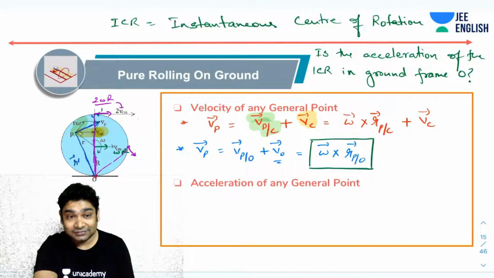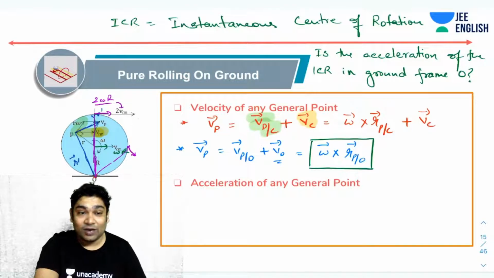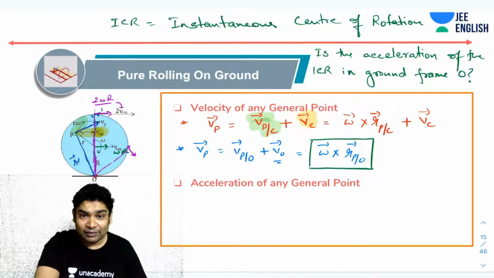Right? Anyone? Does anyone want to give this a try? Good evening, Aftab. How are you? All right, guys. So try and answer this also. Okay, so everybody is just saying good evening, but nobody is trying to give the answer. So, what do you think? Is the acceleration of the ICR in ground frame zero or not? Anybody? Any idea?